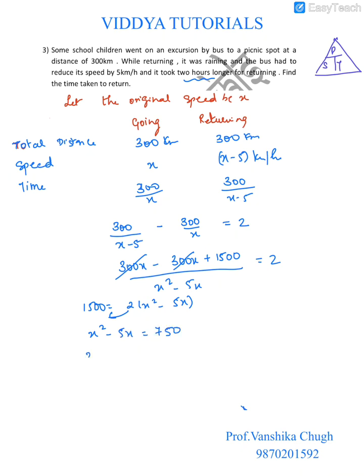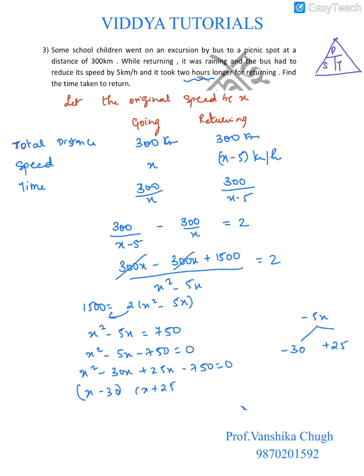On shifting all the terms to one side, x square minus 5x minus 750 is equal to 0. I have framed my quadratic equation. Now I need to find two numbers. The product of those two numbers should be minus 750 and the difference should be minus 5. So I can split the minus 5x into minus 30x and plus 25x, because minus 30 into plus 25 gives me minus 750, and when I add them I get minus 5. So x square minus 30x plus 25x minus 750 is equal to 0. So my two brackets are x minus 30 and x plus 25 is equal to 0.